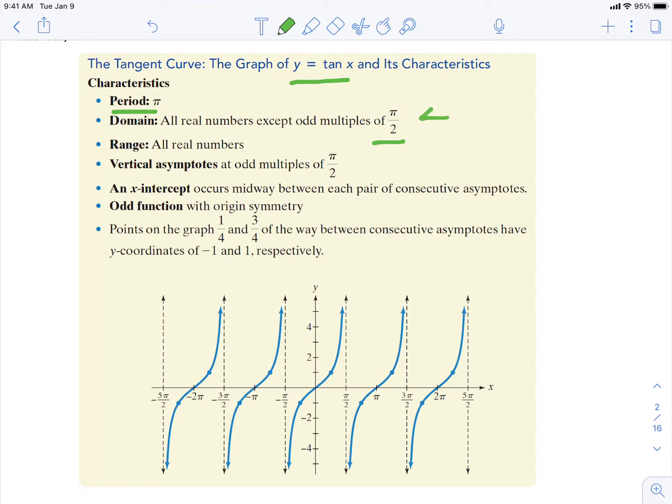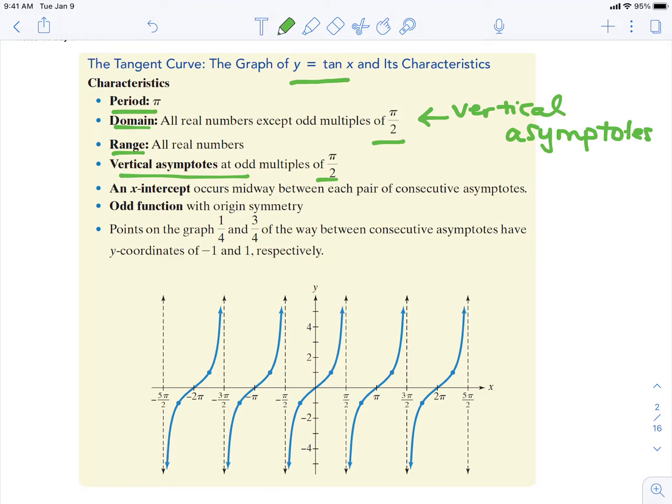We're going to have vertical asymptotes at increments of pi over 2. The range of values is all real numbers. Here are those vertical asymptotes at pi over 2's.